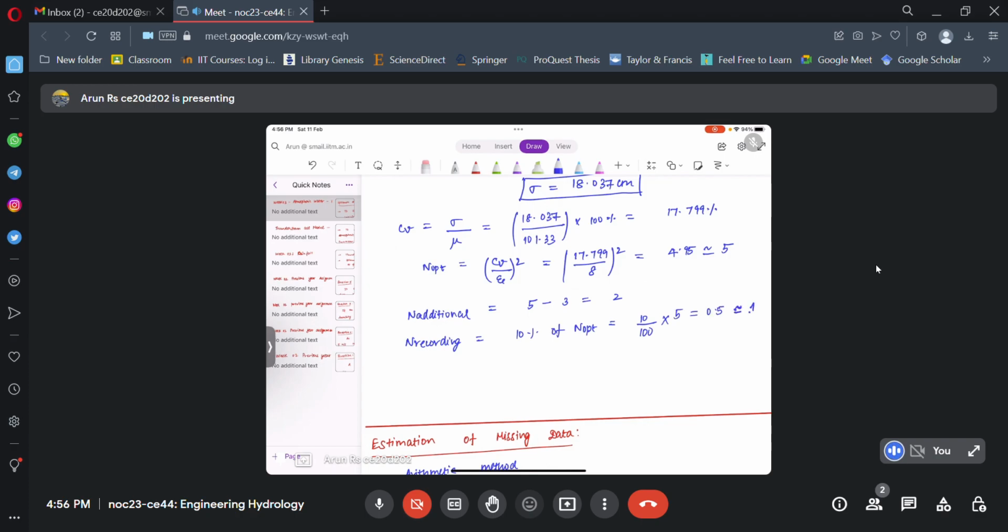So this we can round it off to 1. So your split up will be: number of recording stations needed is 1. Number of additional stations are 2. N existing equal to 3 stations. N total is equal to 5 stations.